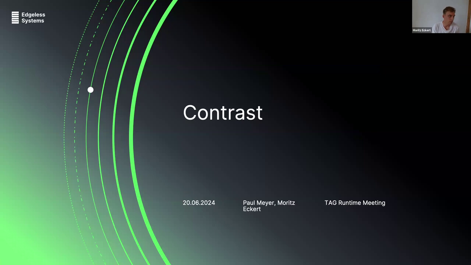Thanks for having us. As far as I understand, you reached out through the GitHub of Contrast and asked if we can present this here at TAG Runtime, and we're happy to do so. From the agenda, we thought it might be good to give a brief background about the fundamentals that Contrast is dealing with. These would be confidential computing and confidential containers. And then we can go a little deeper into Contrast, and Paul will also do a demo or a practical example.